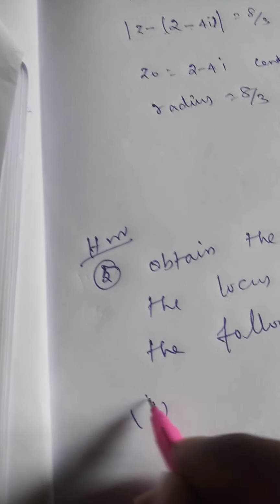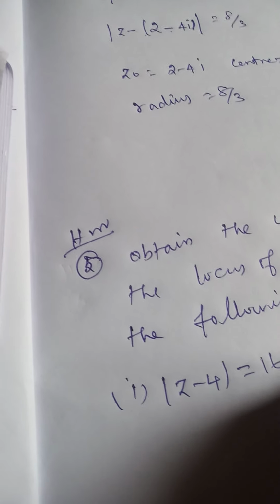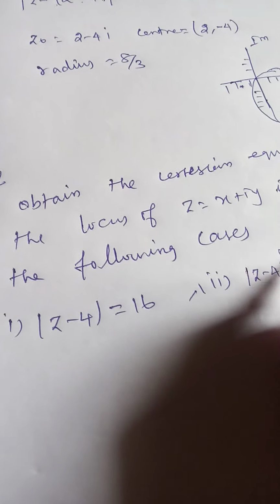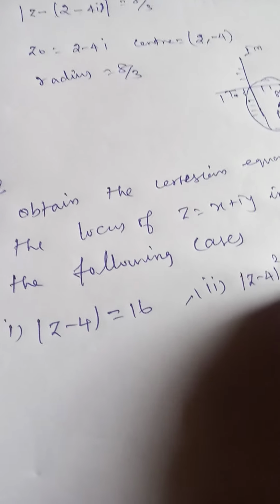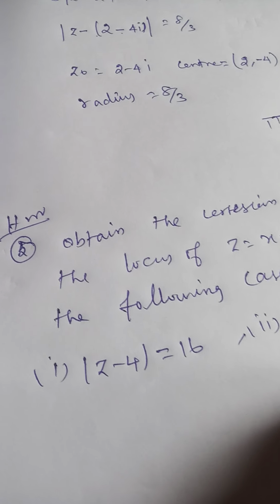The first: modulus of z minus 4 equal to 16. The second: modulus of z minus 4 the whole square minus modulus of z minus 1 the whole square equal to 16. That is the homework sum.